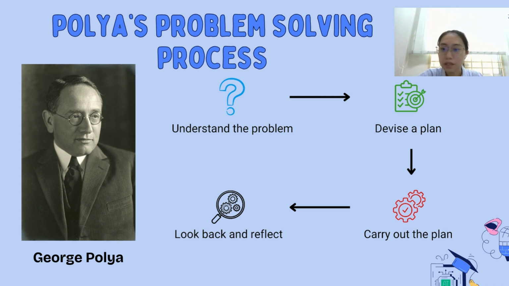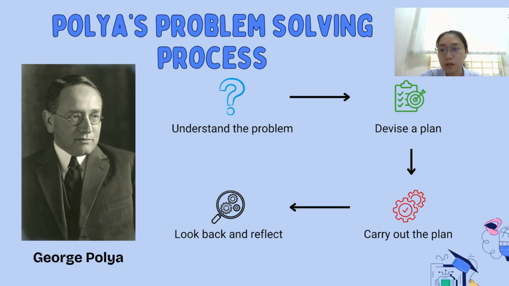The next step is to carry out the plan. This step helps in implementing the chosen strategy by carefully applying the steps of the plan in a systematic way. So it is important to be thorough and patient to ensure that the calculation and the reasoning steps are completed accurately.